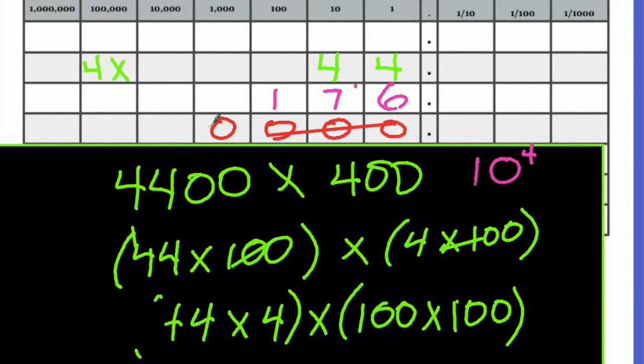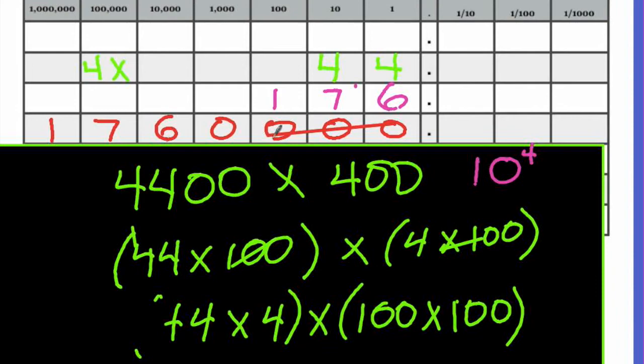Well, then what am I going to write in front of that? What was my answer that I got when I multiplied 44 times 4? See how that works? It's not too hard once you start looking at things.